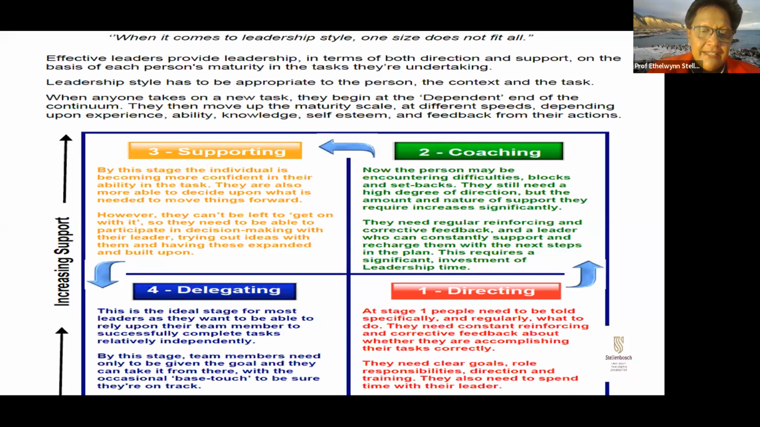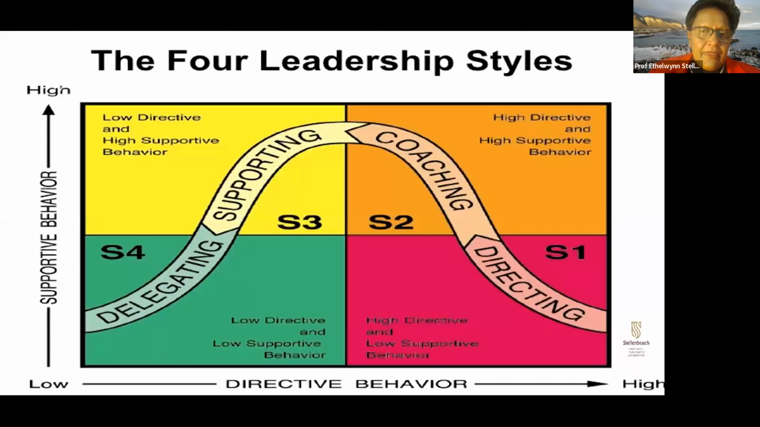So this is the ideal stage for most leaders, as they want to be able to rely upon their team members to successfully complete tasks relatively independently. By this stage, team members need only to be given the goal, and they can take it from there, with the occasional touch base to be sure they're on track.